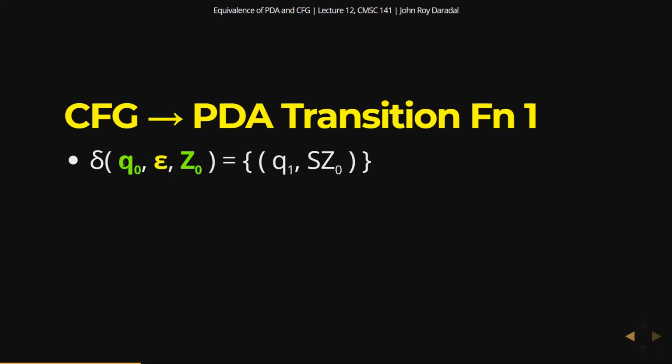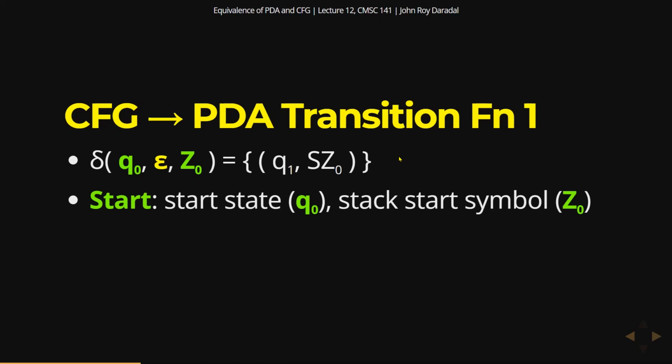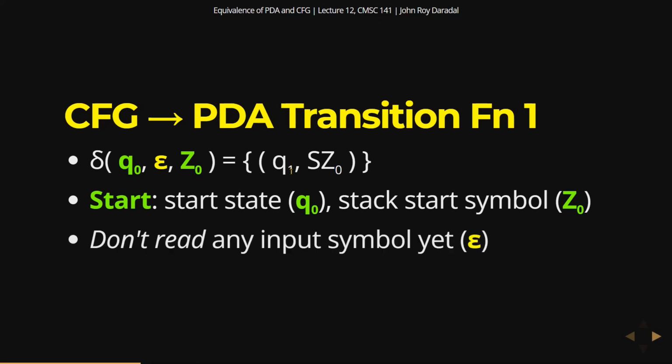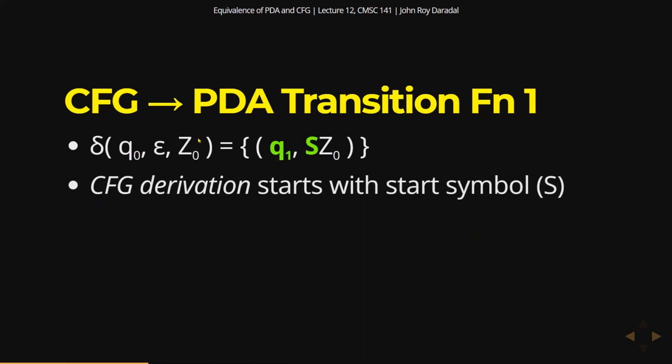Again, we are in the start state and without reading anything, so it's epsilon, and we see the top of the stack, which is the bottom marker. We will just transition to Q1, which is the work state, and push the start symbol of the grammar on top of the stack. Okay, so S here is the start symbol of the grammar. Start state Q sub 0, on top of the stack is the bottom marker Z sub 0. We don't read any input symbol yet, so that's why it's epsilon here, and we will just transition.